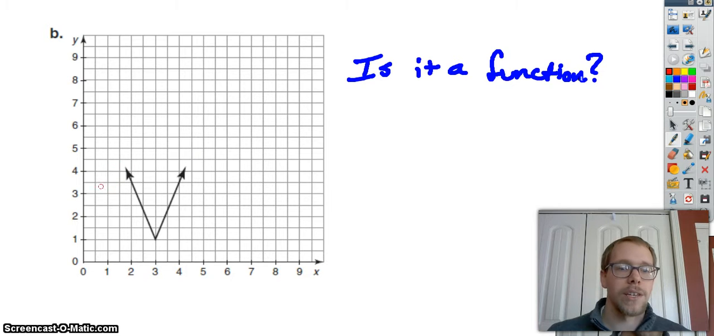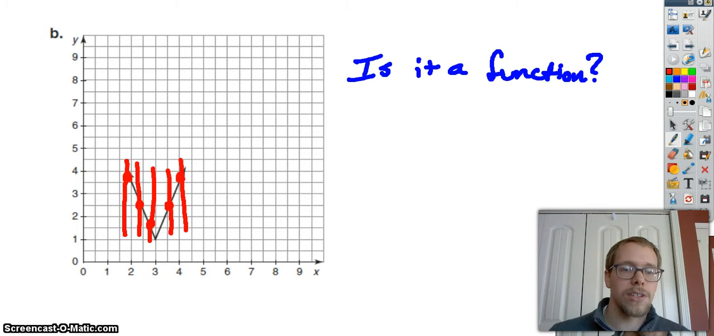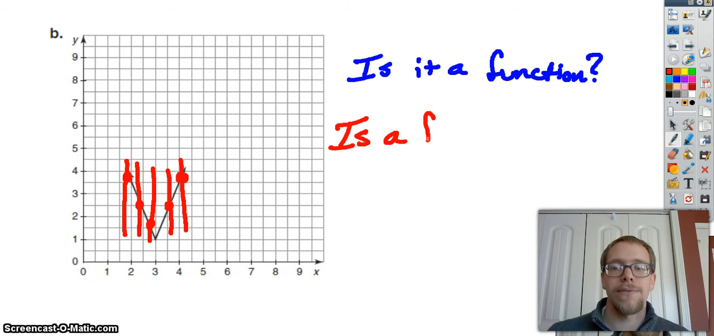I'm going to use red here. Well, that vertical line only touches once. That one seems to only touch one time there. One time there. Here's another vertical line. It only touches once. Here's another one. There's another. I think you notice that no matter where I draw my vertical line, our vertical lines only touch this graph of this relation one time. Therefore, this is a function.